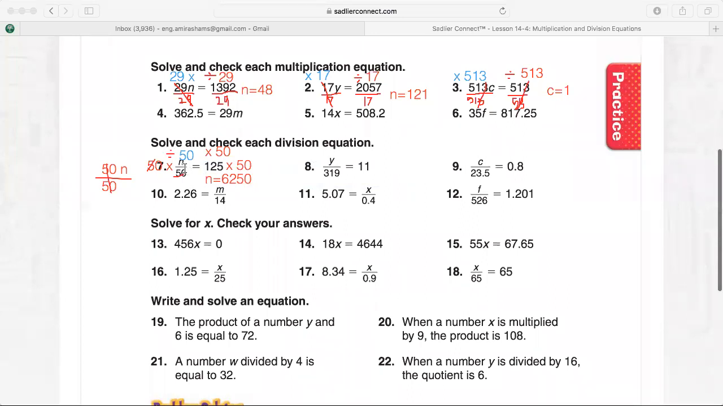Okay, now I have n over 50, n divided by 50. So I will do the inverse of division. The inverse of division is multiplication. So the inverse of divide by 50 is multiply by 50. Okay, girls? So I will multiply here by 50, or I will write it as it is here, n over 50 multiplied by 50.